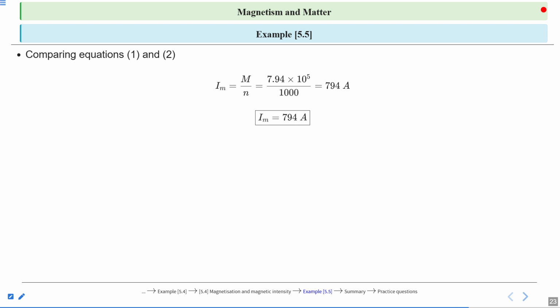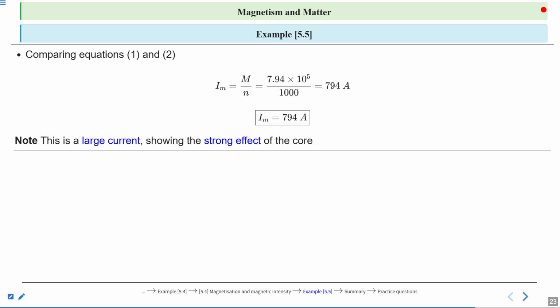So it is a large amount of current we have to give to the solenoid to produce the same magnetic field Bm that was produced by the material inserted in the core. So that material is enhancing the magnetic field to a great extent. Since this is a large current, it shows the strong effect of the core.